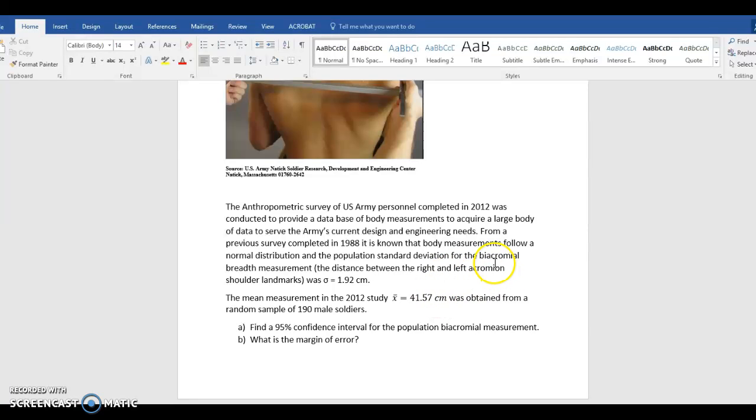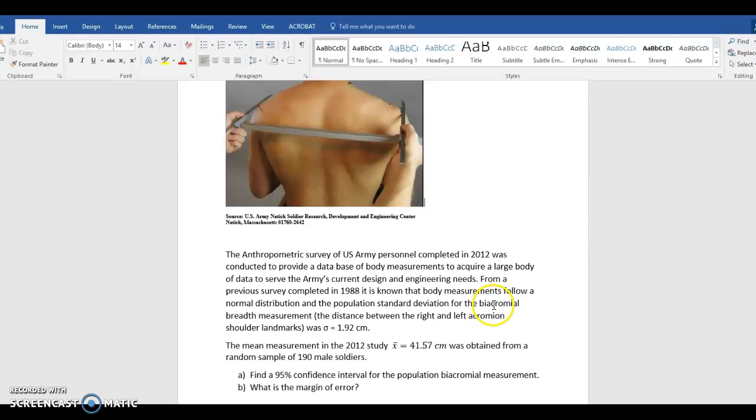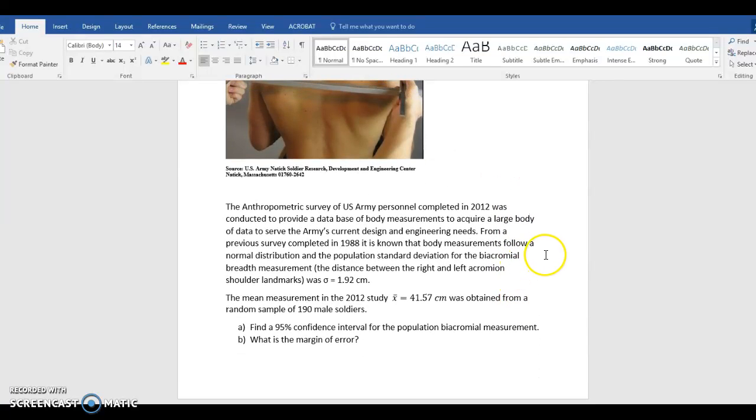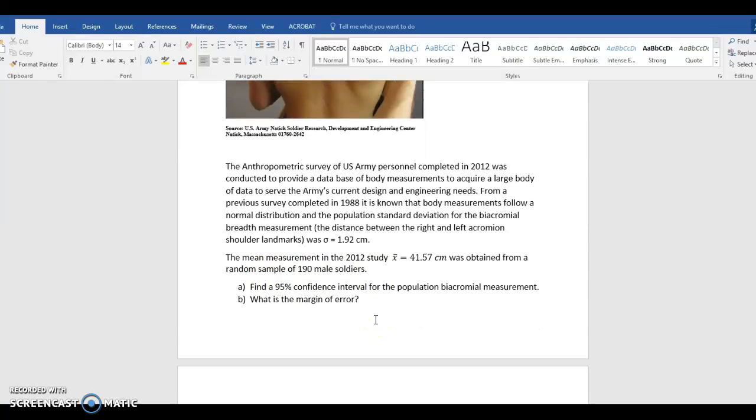This particular measurement is called the biacromial breadth measurement. I don't claim to know too much about this, but it's the distance between the top of the left shoulder and the top of the right shoulder, where they would make that stitch in the uniform for the sleeves. They tell us that the standard deviation is 1.92 centimeters, and that the mean measurement in this study in 2012 was 41.57 centimeters, obtained from a random sample of 190 male soldiers.